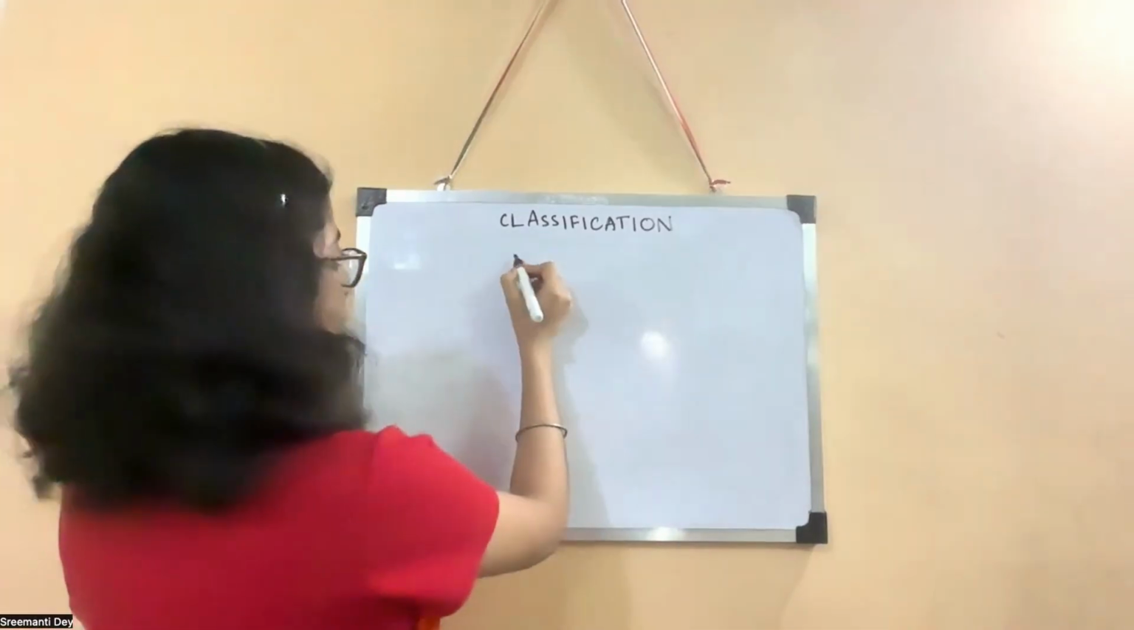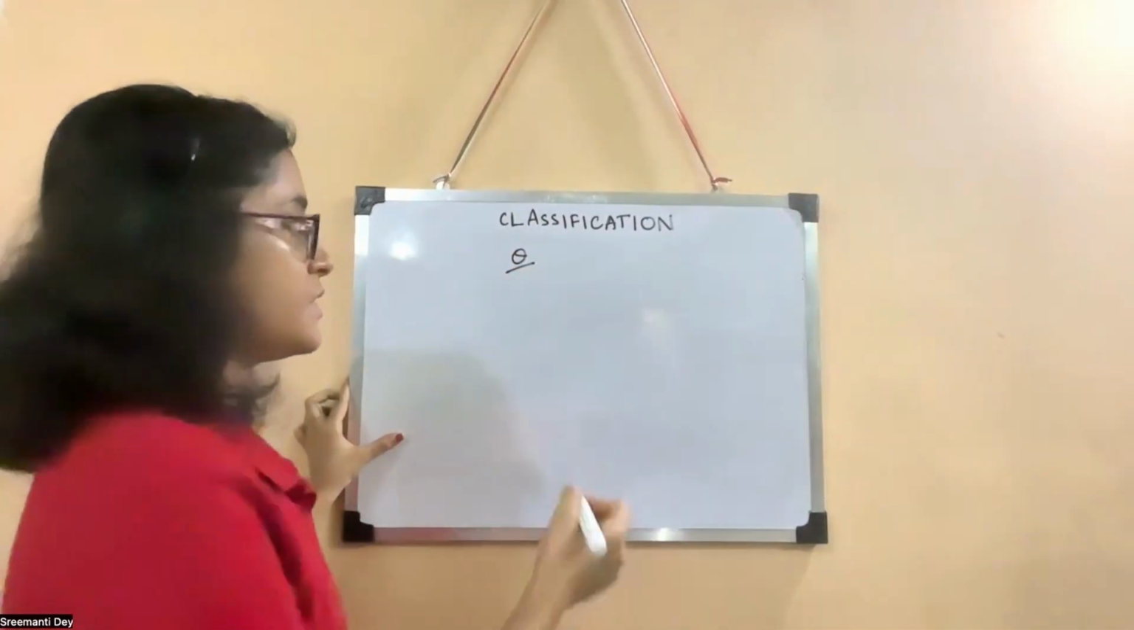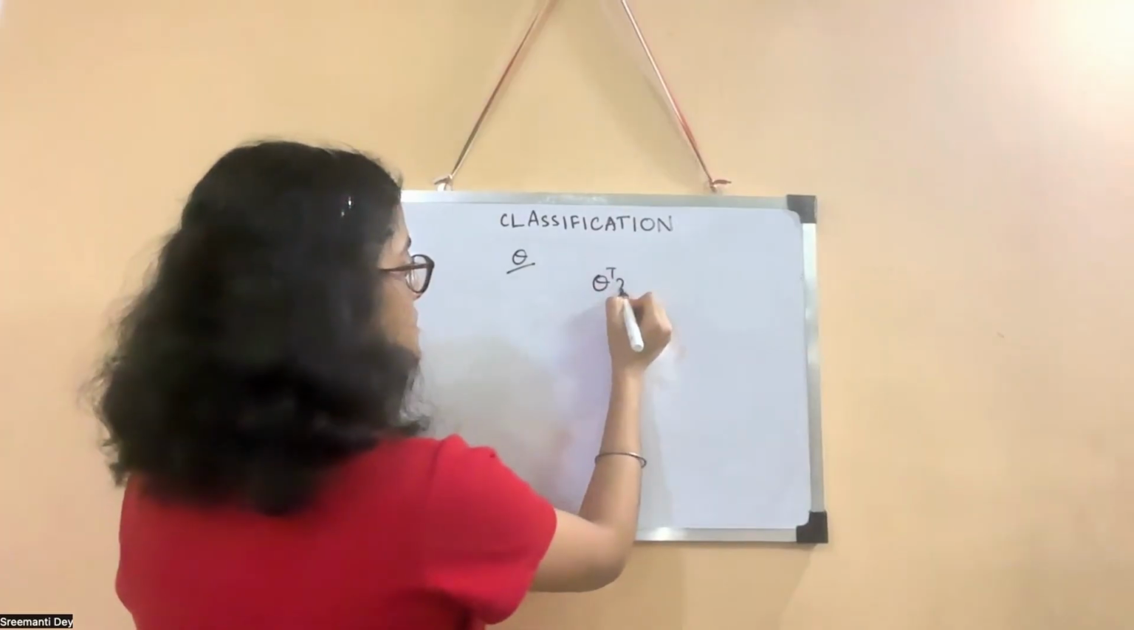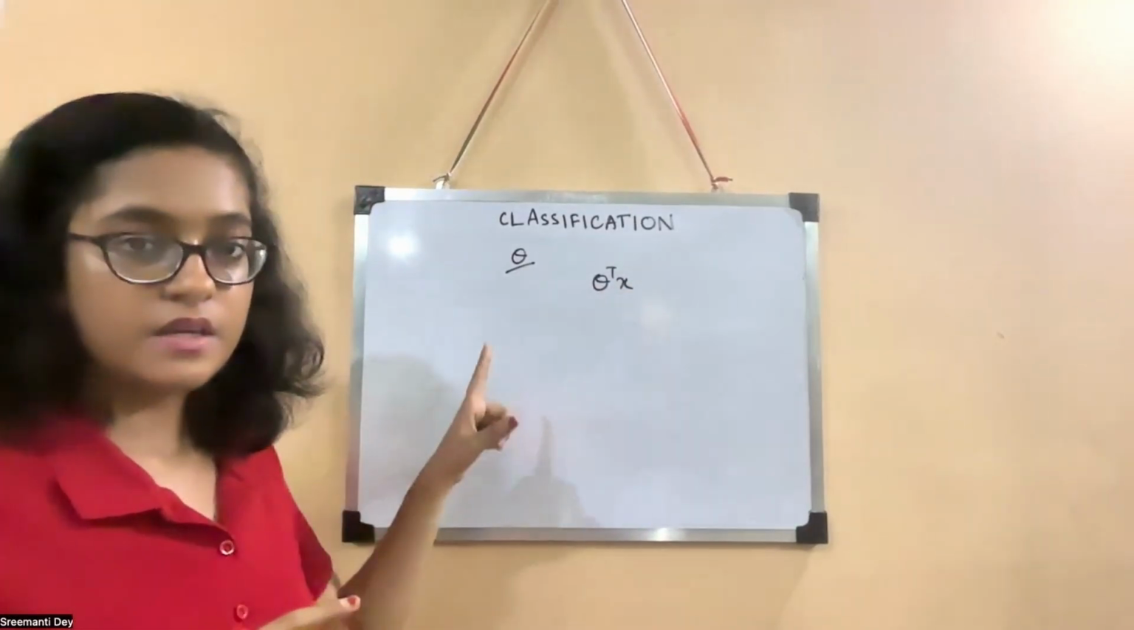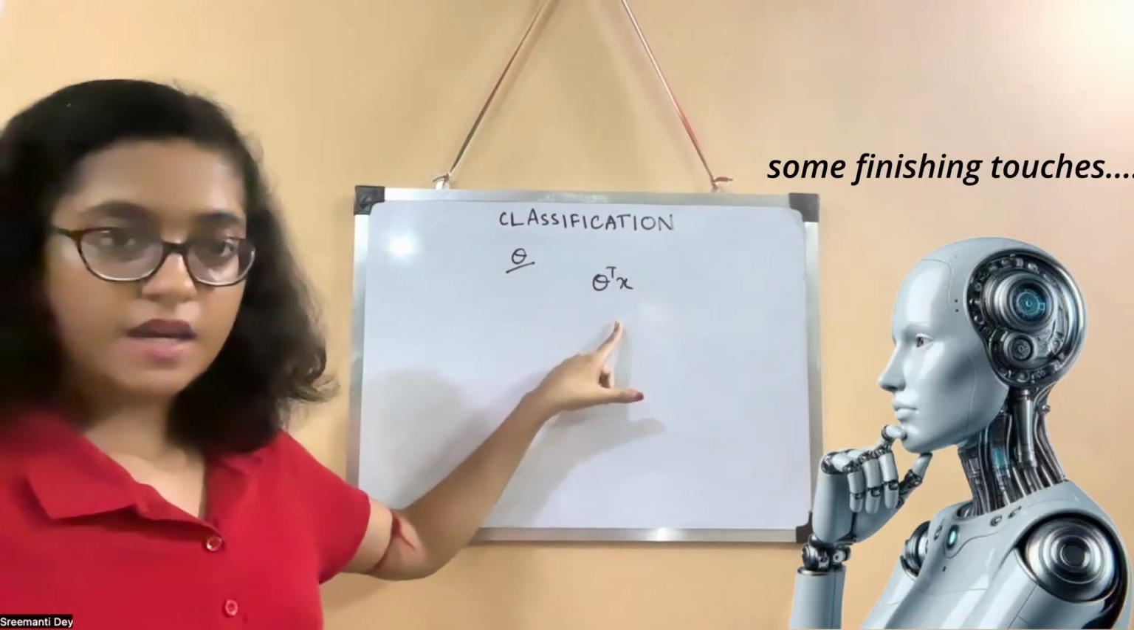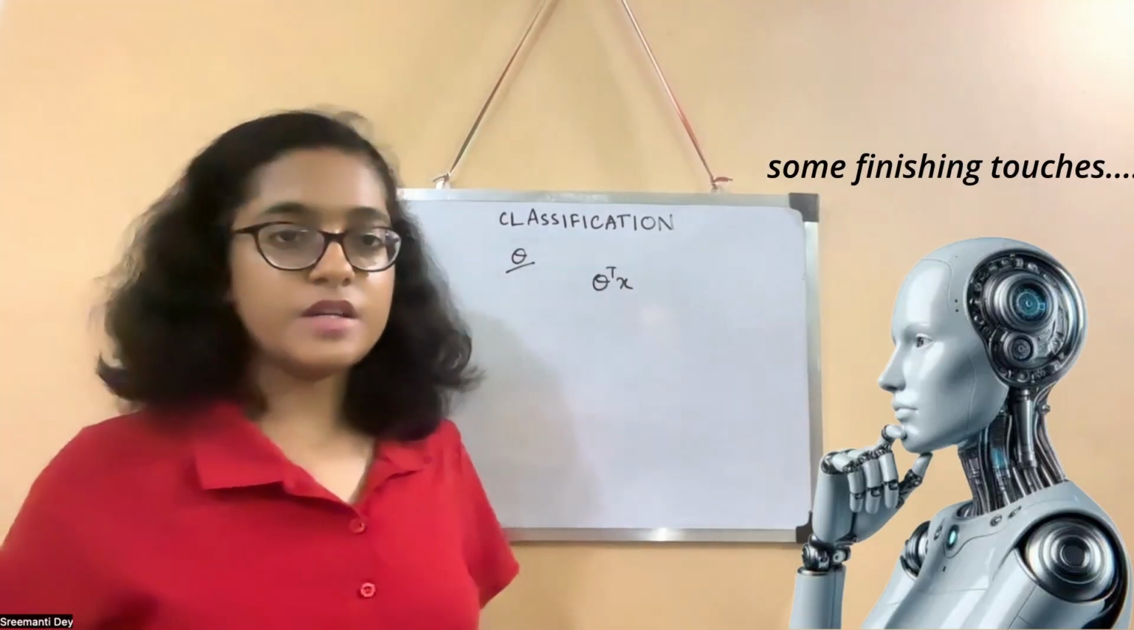So now just a simple thing. Now that we have theta, we know that the equation of the line is going to be theta transpose x. If you remember, I was using theta transpose x earlier, correct? So now it's very important to find out.